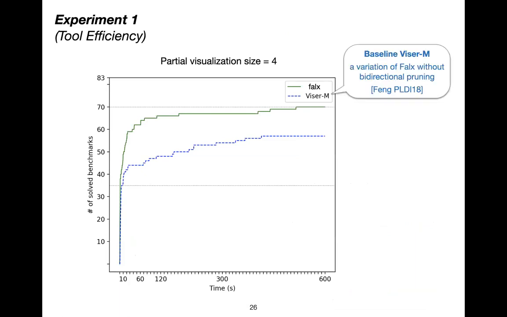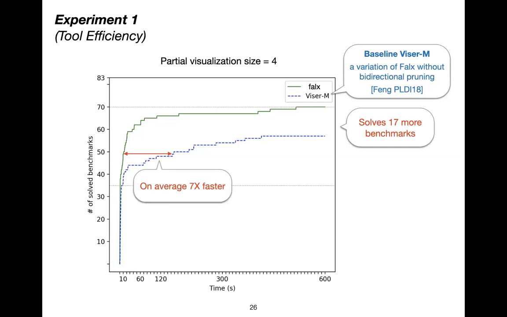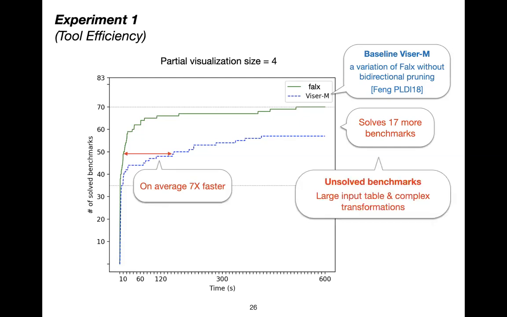This is trying to justify the contribution to the synthesis algorithm. We are able to solve 17 more benchmarks and on average 7 times faster. The cases we cannot solve either involve large input tables or complex transformations. Especially for the complex transformations, we notice that for some operators that require you to do multiple rotations, it's a little bit hard to directly prove from the final output because some of the operators' signals get hidden. Some of the ideas to help the unsolved cases could be multimodal synthesis, allowing the user to provide more information.